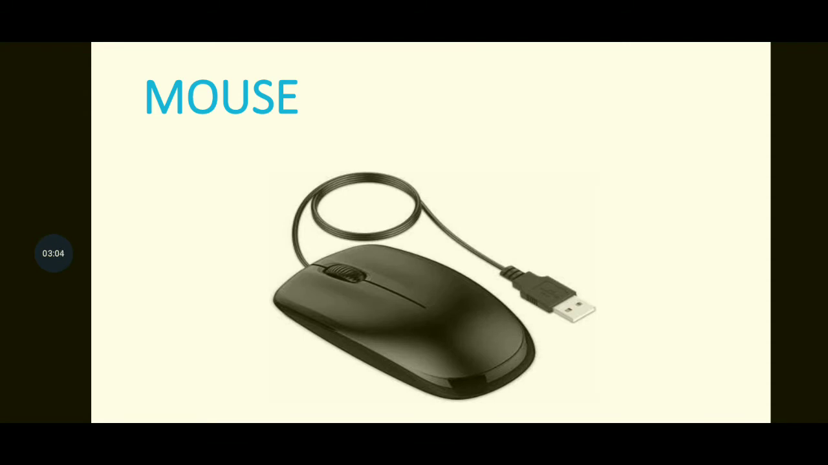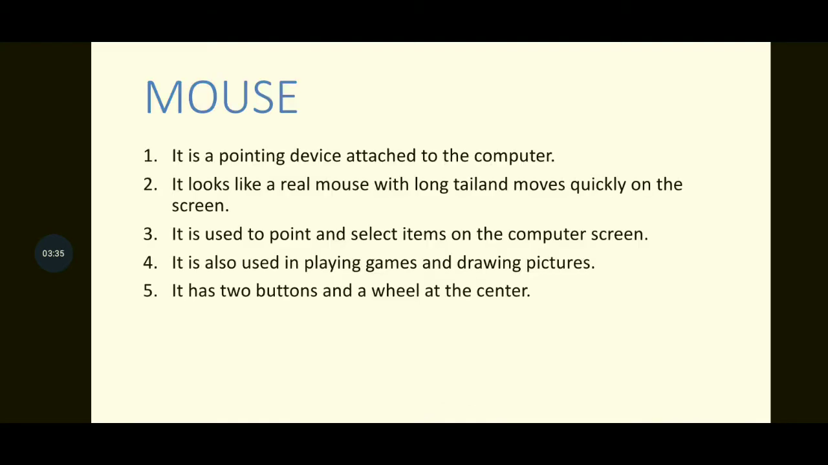By the name itself we come to know it looks like a mouse. It has two buttons, on the left side and right side, and in between we have one wheel. Using that wheel we can scroll up and down easily. We click the left button to select a thing, and we can click the right button to show the options one by one. This mouse connects with a wire to the monitor.